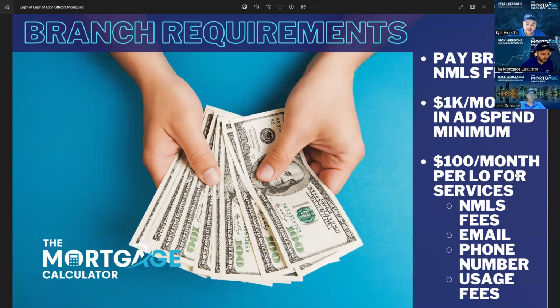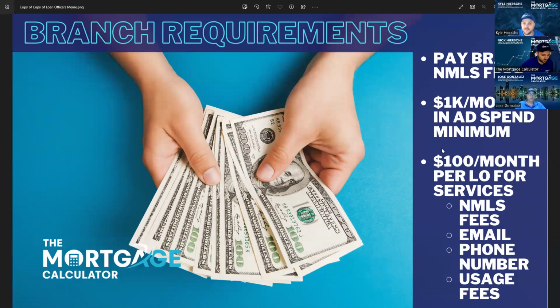That includes their NMLS fees, their company email, company phone number, and their usage fees. Remember, we get charged every single time they make a phone call or send a text, right? There's a charge. So we provide them with everything for free, but you're going to need to, as the branch, take care of your service fees for your loan officers.